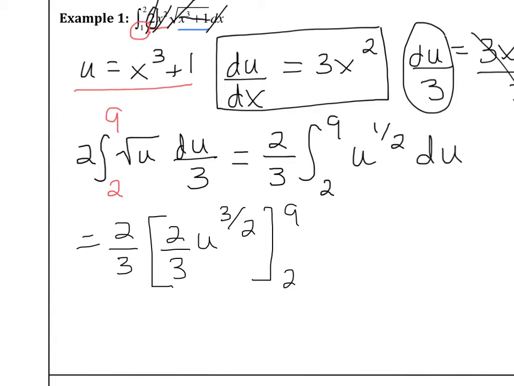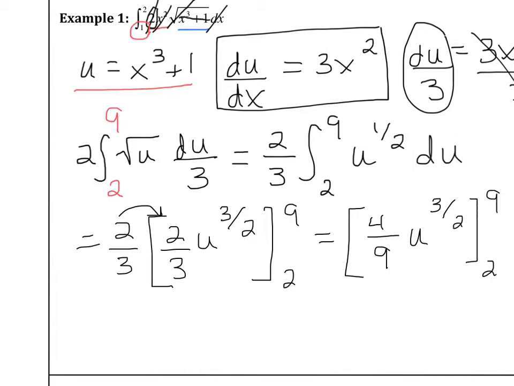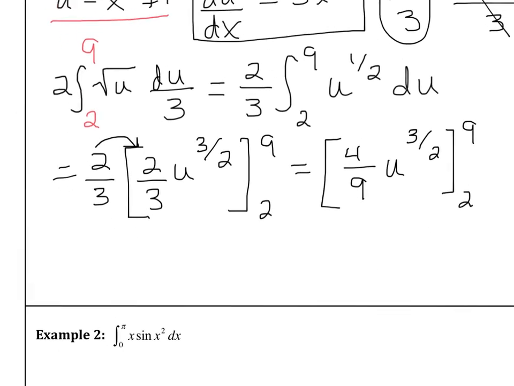Okay, I will go ahead and distribute this 2/3 in. I just don't want to forget about it. I don't want it to get away from me. So that will actually be 4 over 9 u to the 3 halves evaluated between 2 and 9, and then we can go ahead and expand that.